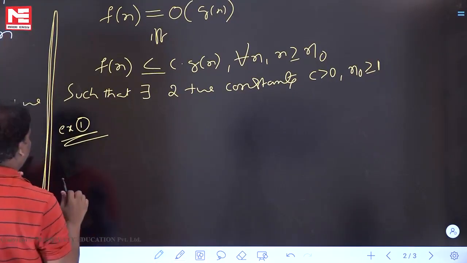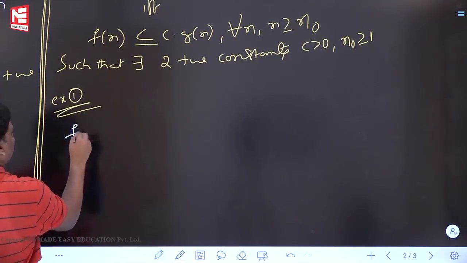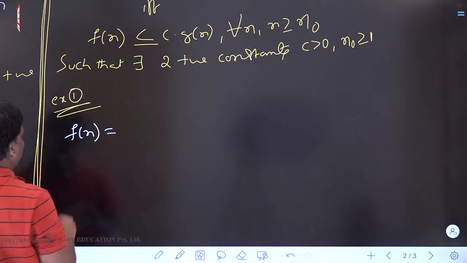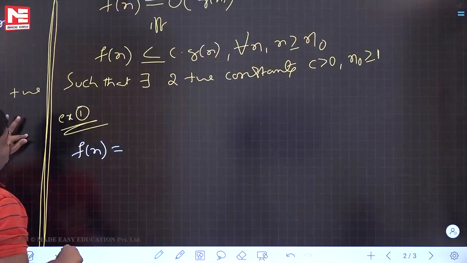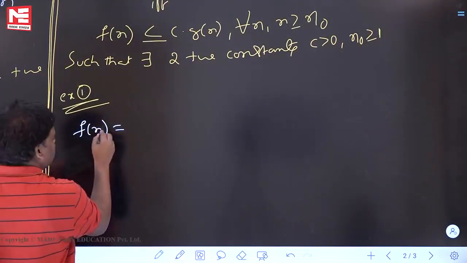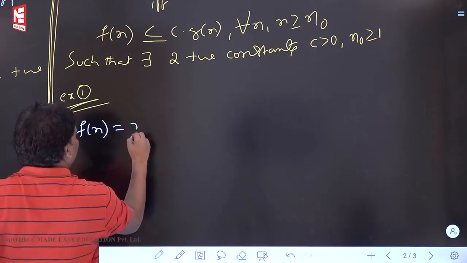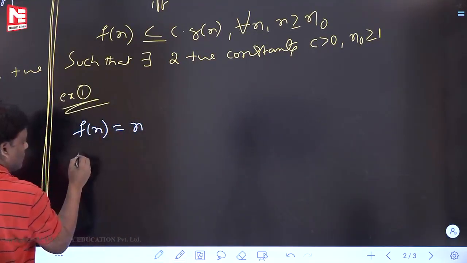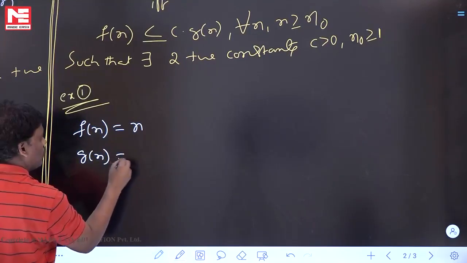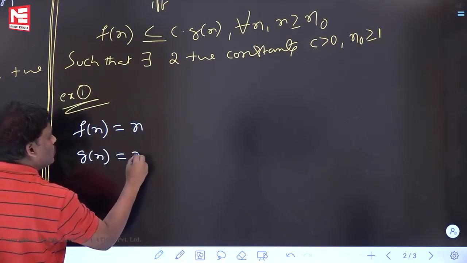Example 1. See example 1. If you listen carefully, everyone is fine. See this one, example 1: f of n is equal to n. Next, g of n is equal to n plus 10.